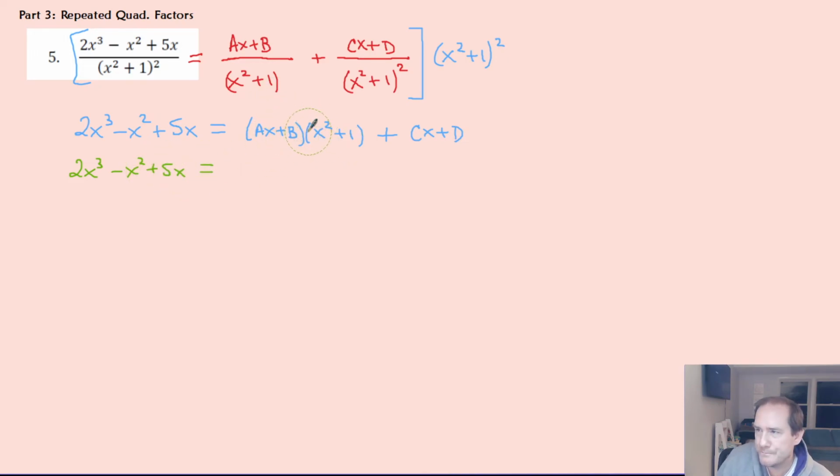And you expand this, so we're foiling. So take the ax and distribute it in, you'll get an ax cubed. Distribute the a, you get plus ax. Now that the a has been distributed onto both terms, you distribute the b, you get bx squared. And distribute the b, you get plus b.